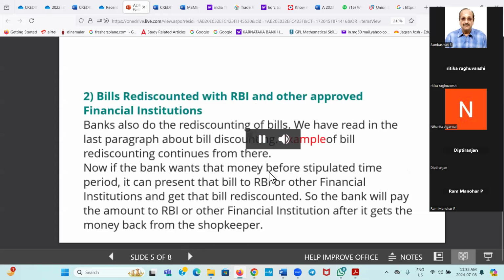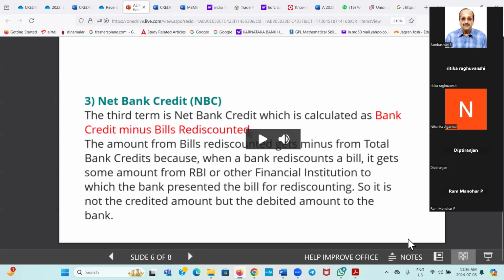Next, bills rediscounted with RBI. Banks also do the rediscounting of bills. We have read in the last paragraph about bills discounting. Now, if the bank wants that money before the stipulated period, it can present the bill to RBI or other financial institutions and get the bill rediscounted. So the bank will pay the amount to RBI or other financial institution after it gets the money back from the shopkeeper. Next one, net bank credit.